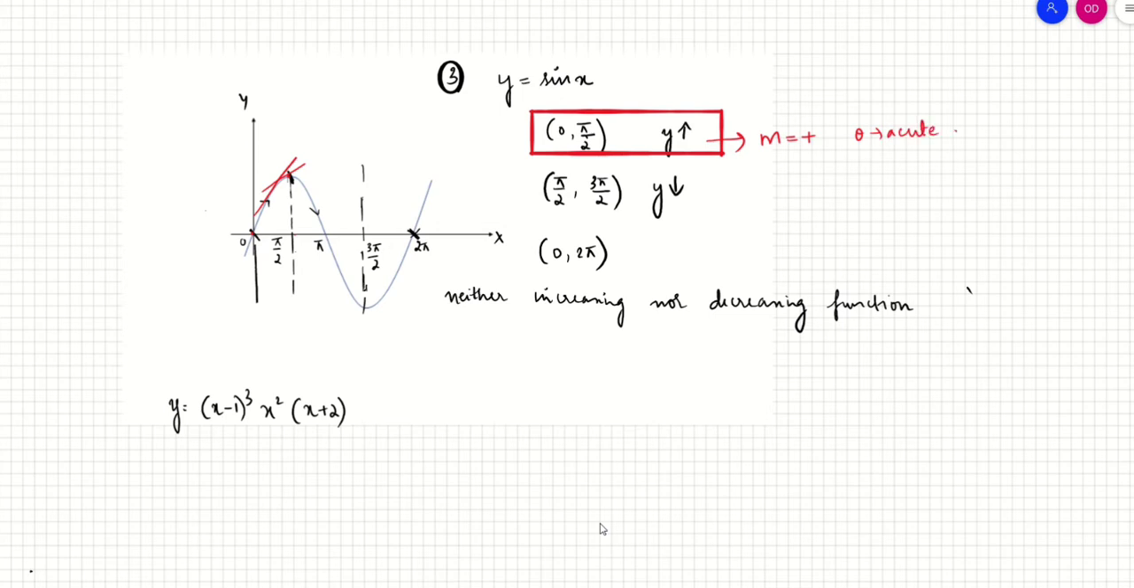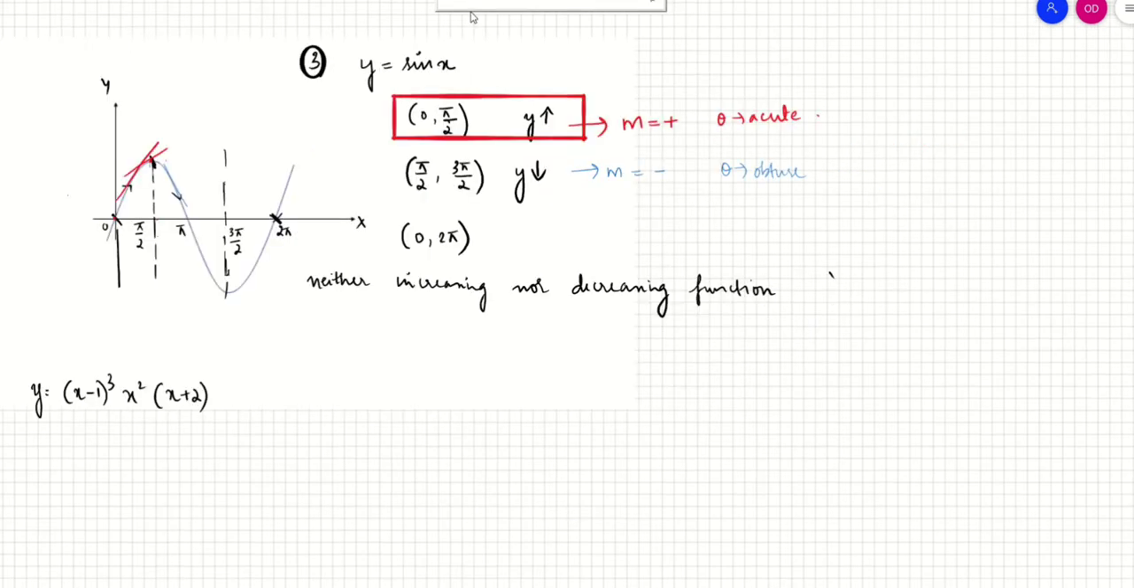Let's observe the next interval, pi by 2 to 3 pi by 2. I can draw any number of tangents to this curve. I will observe that I'll get the angle of inclination theta to be an obtuse angle, and hence my slope will be negative.